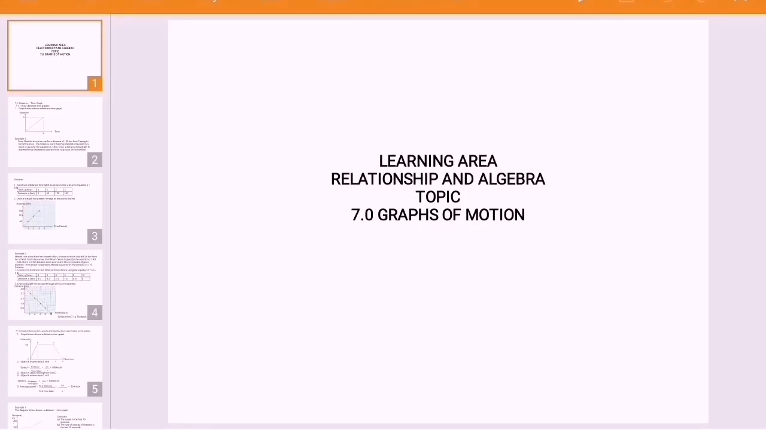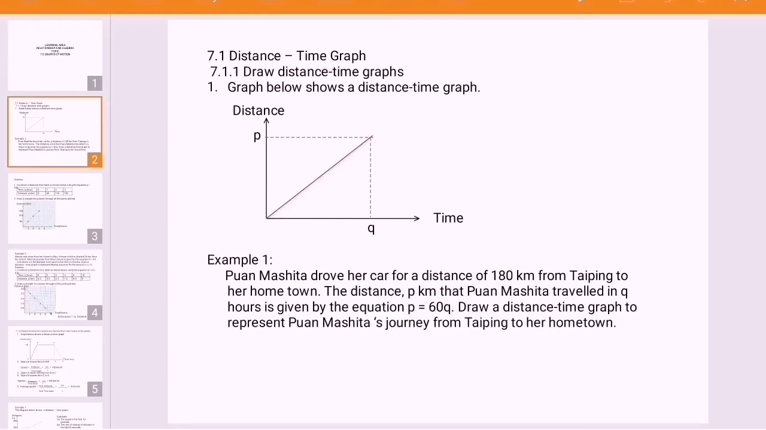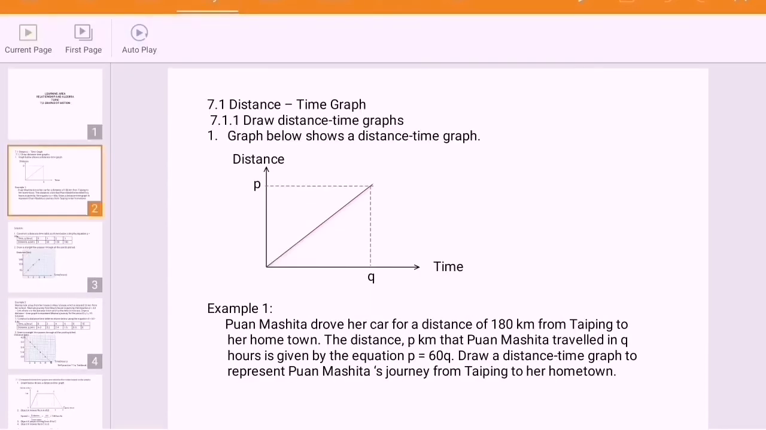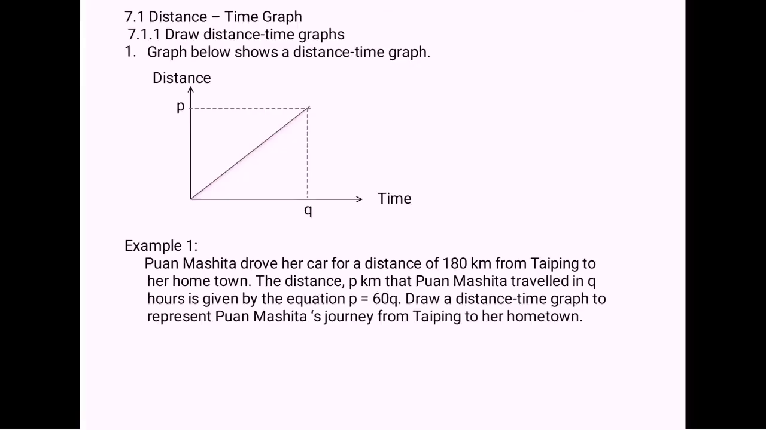Okay, today we start Chapter 7, Graph of Motion. 7.1. Draw distance time graphs. The graph below shows a distance time graph. So the y-axis is distance and the x-axis is time.